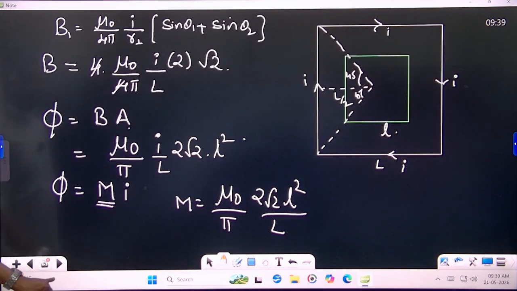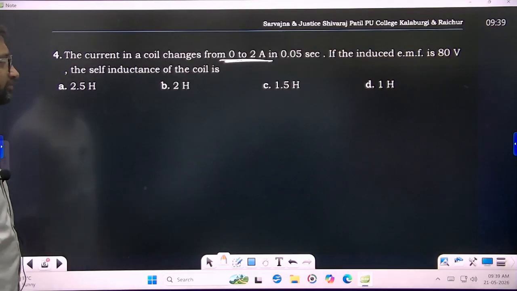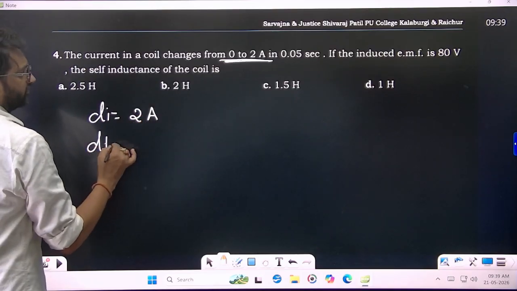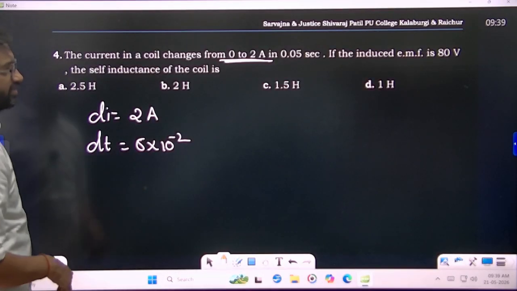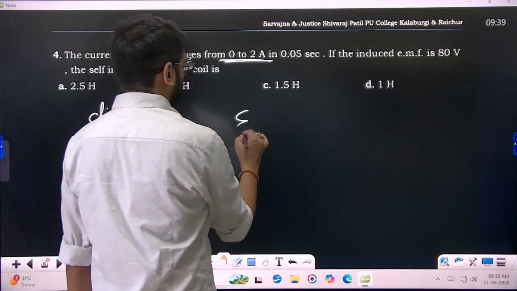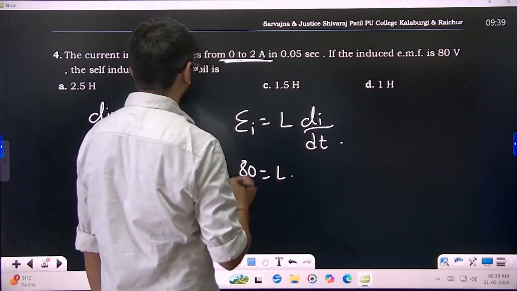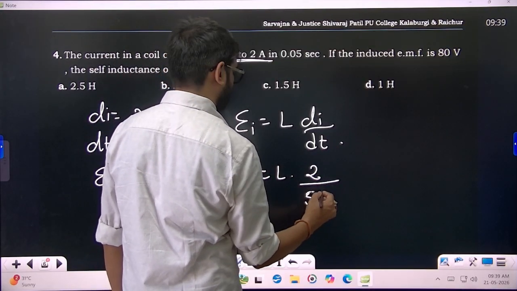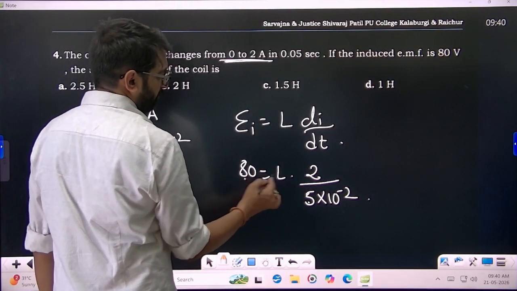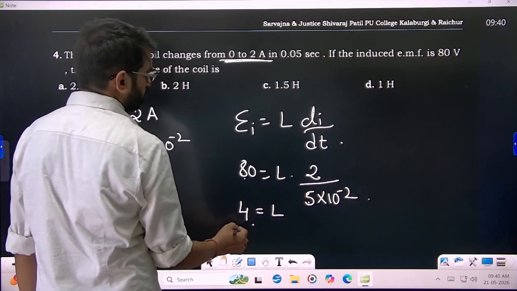Then the next one. The current in a coil changes from 0 to 2 amperes in 0.05 seconds, so the change in current is 2 amperes and the time is 0.05 seconds. The induced EMF is 80 volts. Then what is the self inductance of the coil? We know induced EMF is equal to L into di by dt. So 80 is equal to L into di, which is 2, divided by dt, which is 5 into 10 to the power minus 2. So 80 times 5 is 400, 10 to the power minus 2, the zeros cancel, so that is 4 equals L into 2.